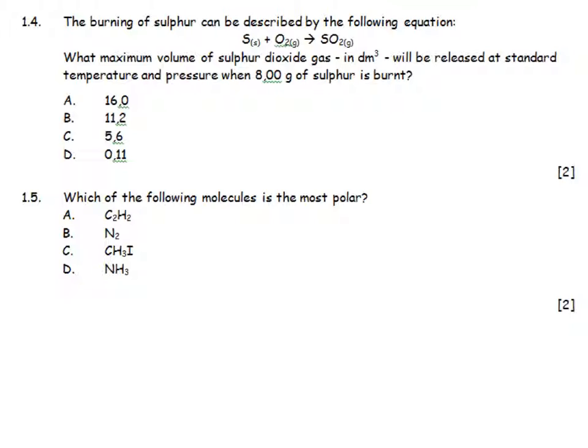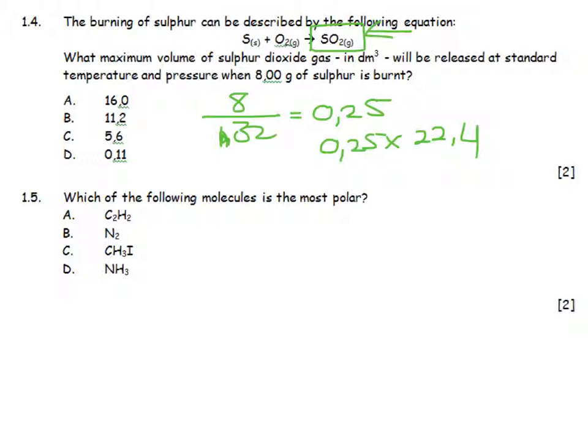The burning of sulfur can be described by the following equation. Sulfur and oxygen gives me sulfur dioxide. How much sulfur dioxide will I get if I use 8 grams of sulfur? Well, sulfur has a molar mass of 32. So number of moles is mass over molar mass, so that's going to equal 0.25 moles. And therefore I'll get 0.25 moles of sulfur dioxide. 0.25 times 22.4 is going to give me 5.6, and therefore my answer is C.